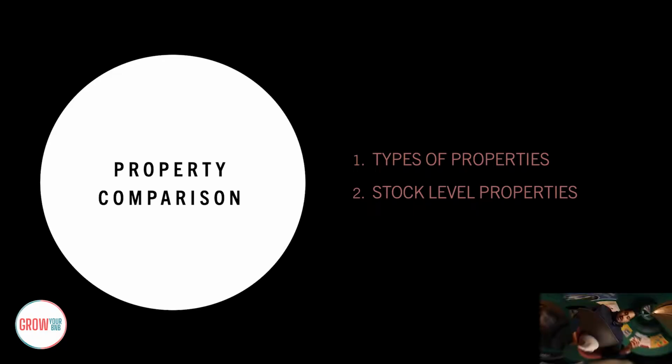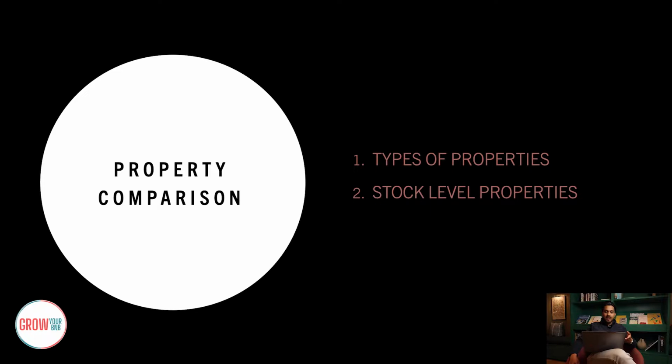So the first thing is property comparison. Now, as you can see from my screen, there's two major things that I've listed here: the types of properties that you think are going to work, and secondly, the stock level of properties that you have available to purchase in your investment area. With all this free training, I want to give you some actions that you can take away from it.